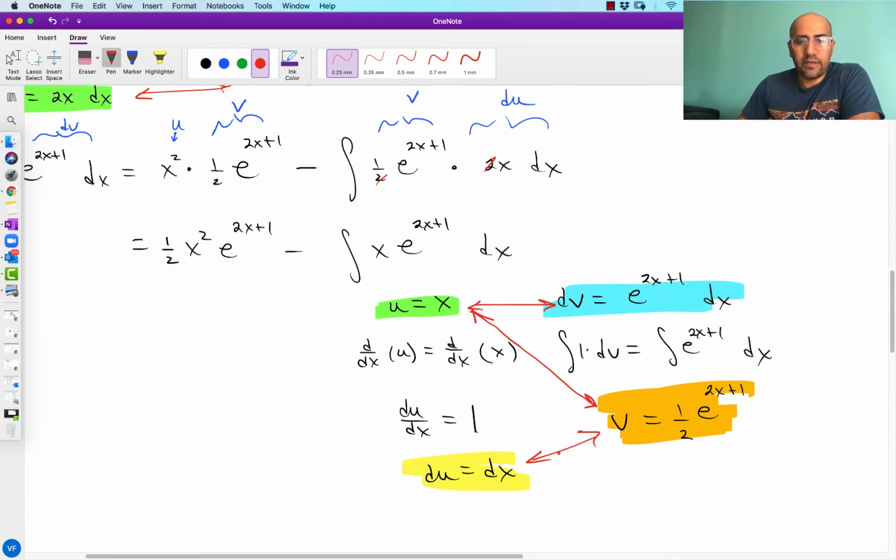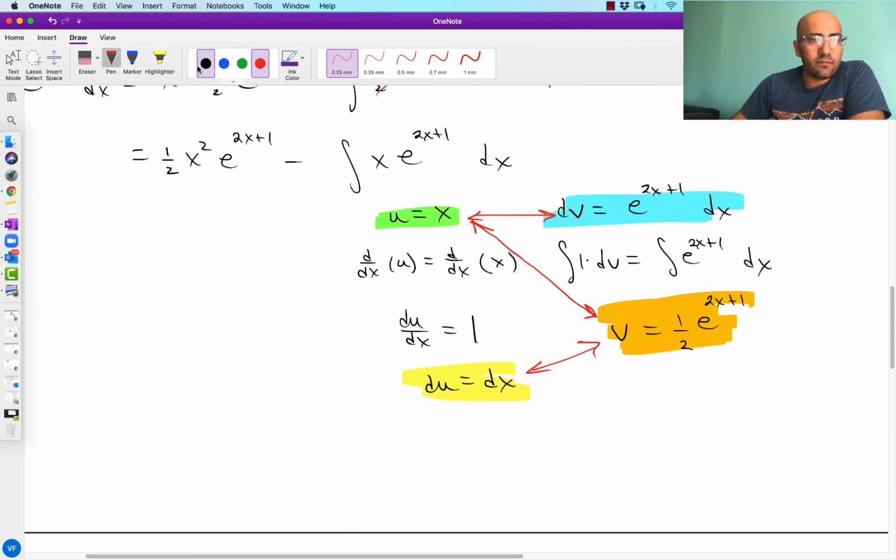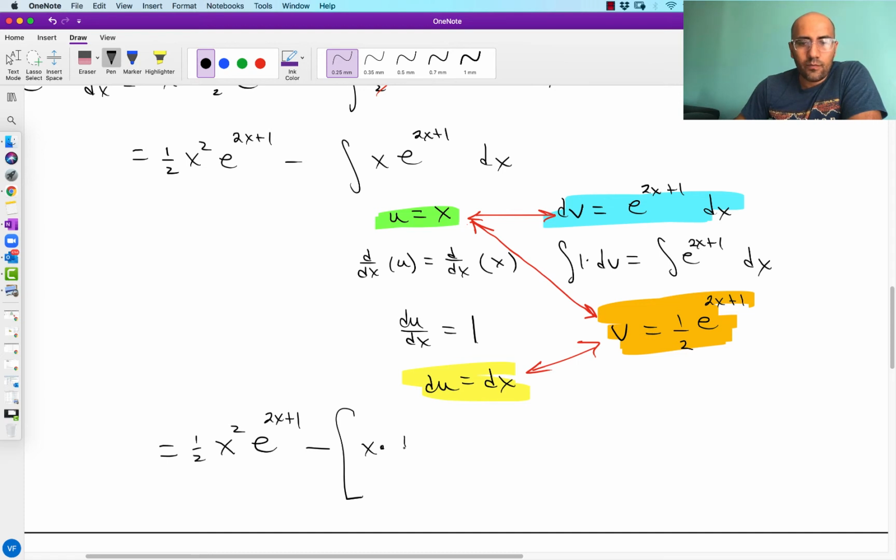So I'm going to come down here and copy all of this down, and say that this, coming back from there, is equal to 1/2 x squared e to the 2x plus 1 minus, I'll put a giant bracket here. Now it's the multiplication of these two, so it'll be x times 1/2 e to the 2x plus 1 minus the integral of these two, which will be equal to 1/2 e to the 2x plus 1 dx.